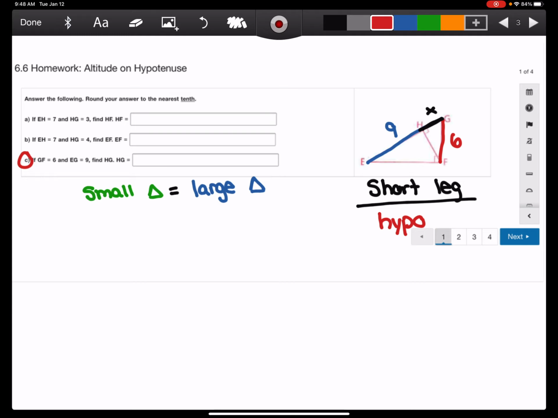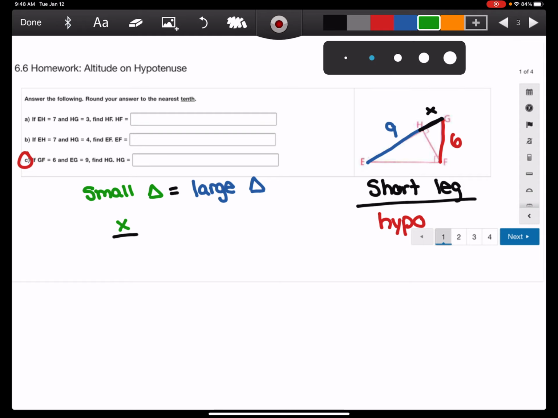All right. So at this point, we're going to go ahead and set up our ratios, starting with our small triangle. Again, the small triangle is right over here, triangle HGF. And for that ratio, we're doing short leg over hypotenuse. Well, our short leg was x, and our hypotenuse on the small triangle was 6.